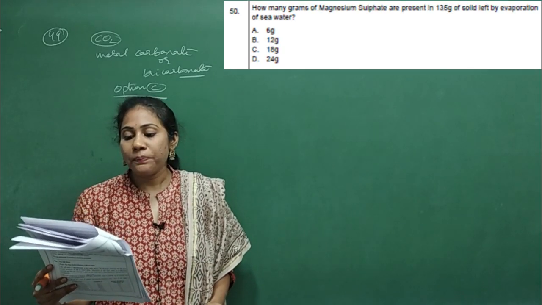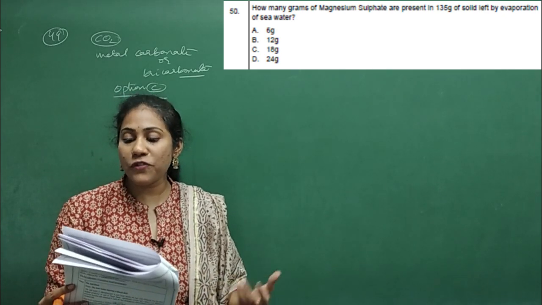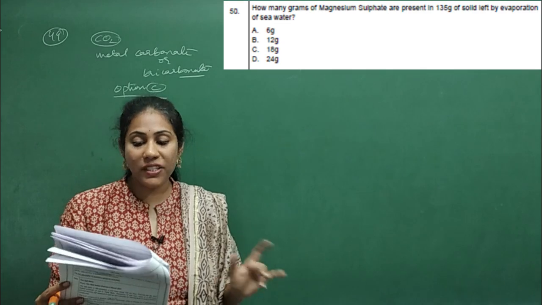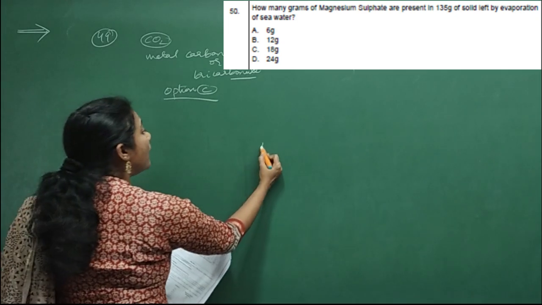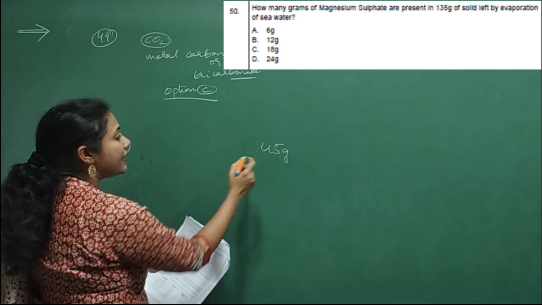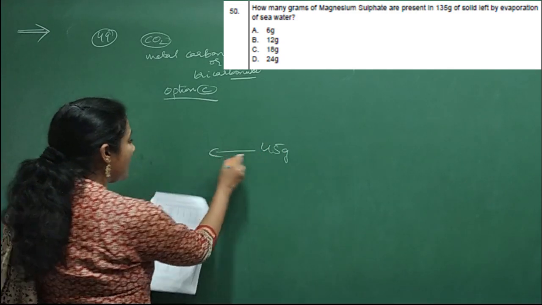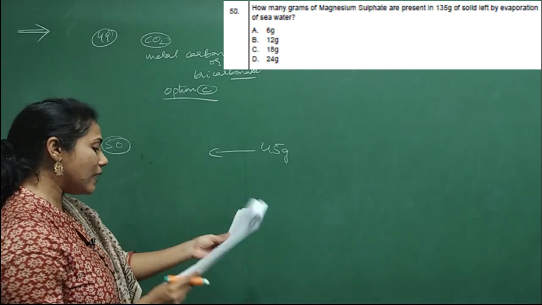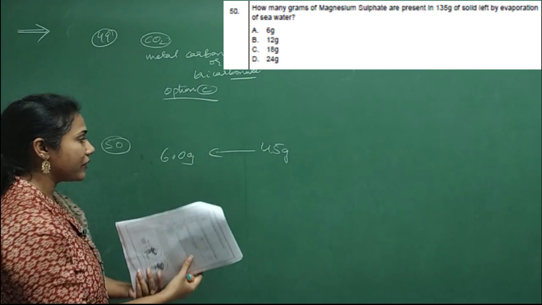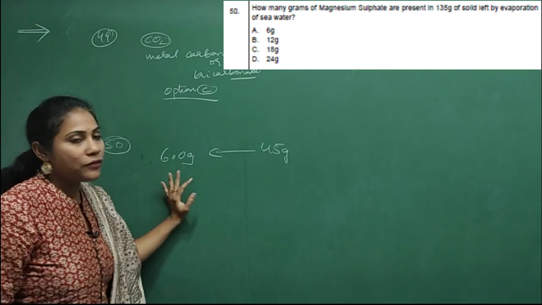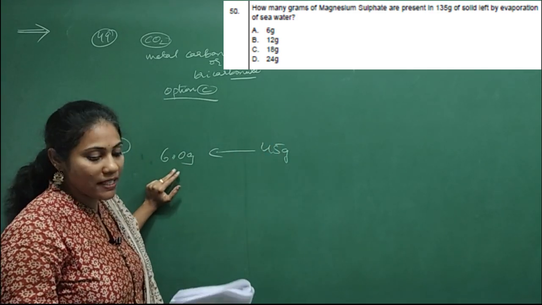Coming to the 50th question. How many grams of magnesium sulfate are present in 135 grams of solid left by evaporation of seawater? Say we have a table here. The total amount of salt produced from 1 liter was 45 grams. In that 45 grams, the amount of magnesium sulfate is how much? Magnesium sulfate was around 6.0 grams. Okay, so this is the information we know from the table. 45 grams of total salts contain 6 grams of magnesium sulfate.